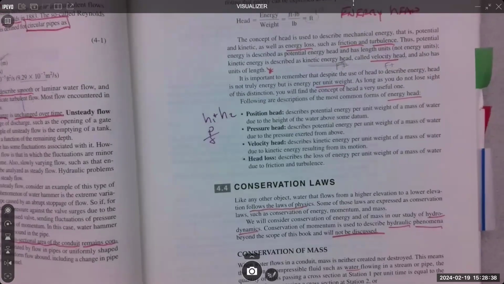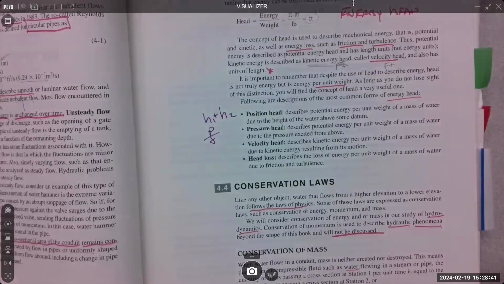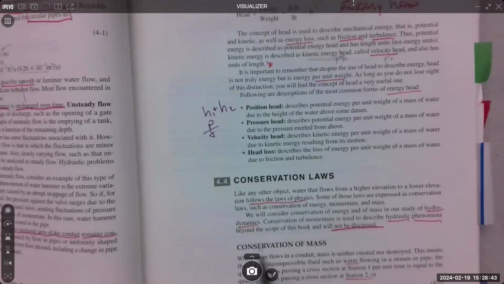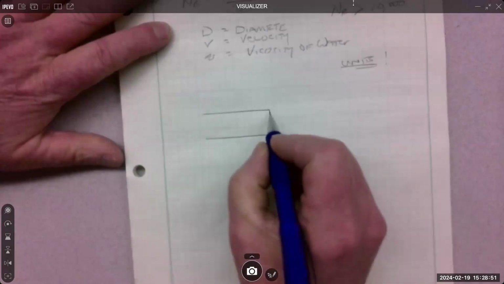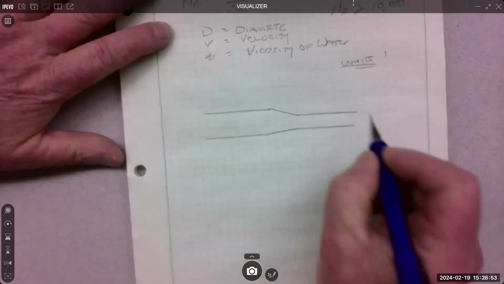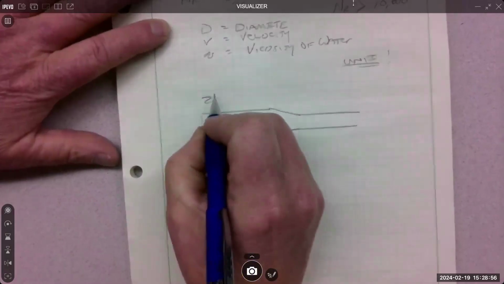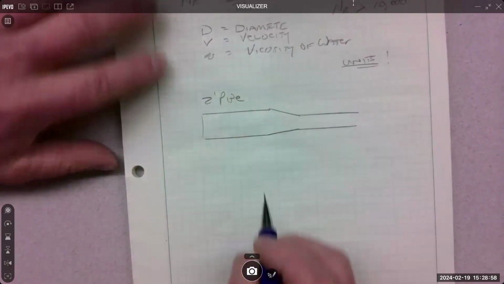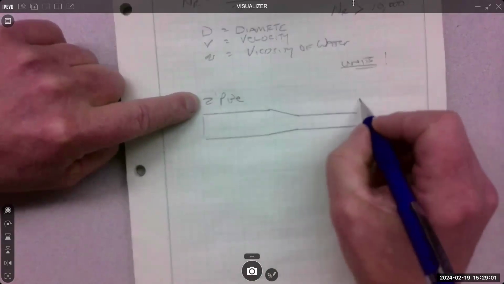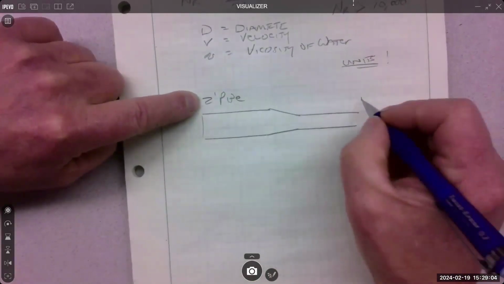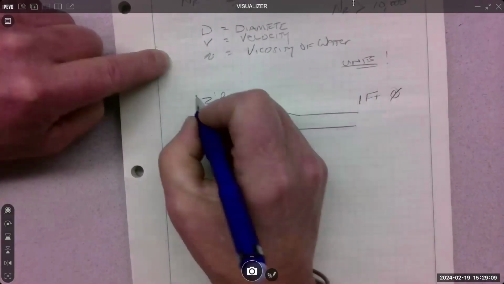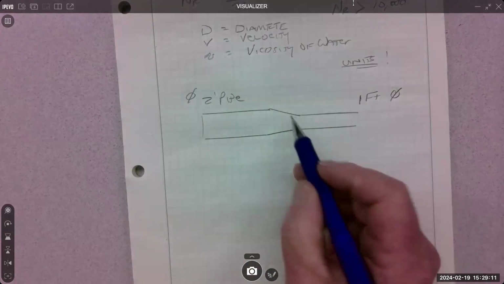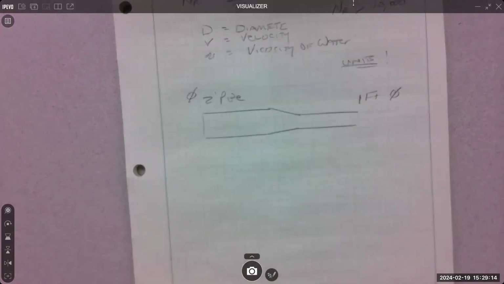All right, so before we get into the full conservation of energy, they talk about conservation of mass. So conservation of mass says in a fluid system, and I'm going to say, okay, here's my fluid system, and it's going to be a 2-foot pipe. We'll just say that's the inside diameter, coming down to a 1-foot diameter pipe. Okay, and somewhere in here is the transition from one to the other.